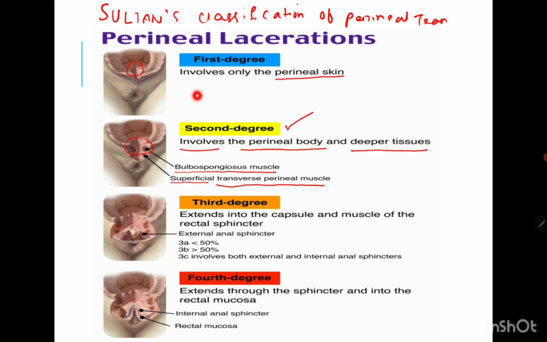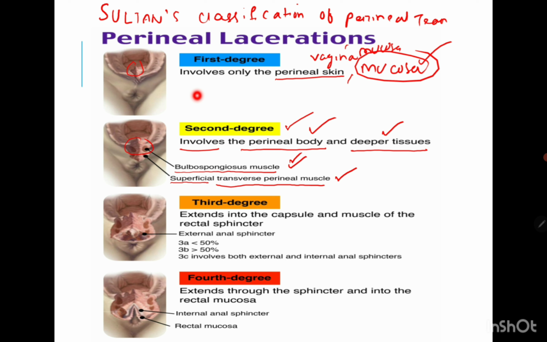So basically, the first degree and the second degree. The first degree is when you cut with your episiotomy scissors, you cut the vaginal mucosa. Mucosa is the first degree. Second degree involves the muscles, that is the perineal body and the deeper tissue, the muscle layer. In the muscle there will be two muscles, one is your bulbospongiosus and another is your superficial transverse perineal muscles. This is the vaginal mucosa. Okay, then the second degree.